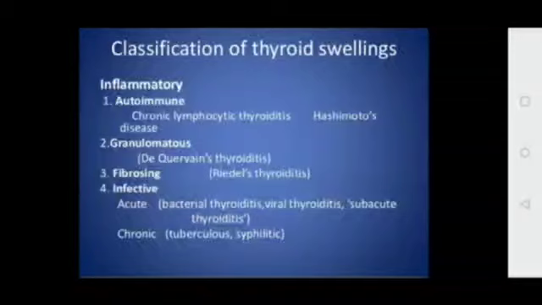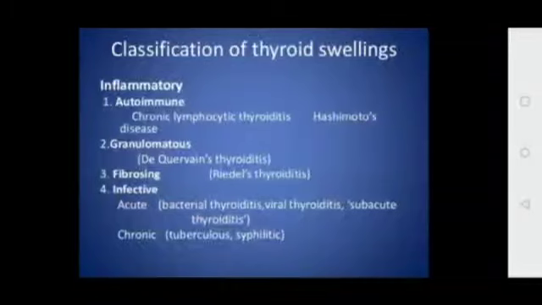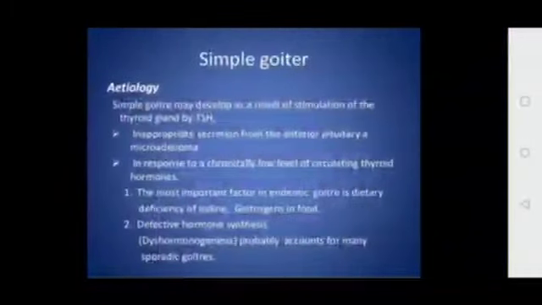Coming to infective, it can be acute or chronic. In case of acute, it can be bacterial thyroiditis, viral thyroiditis, or subacute thyroiditis. In case of chronic, it can be from tuberculosis or syphilis.